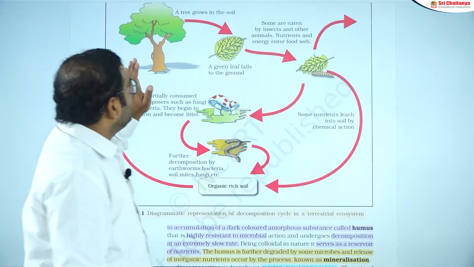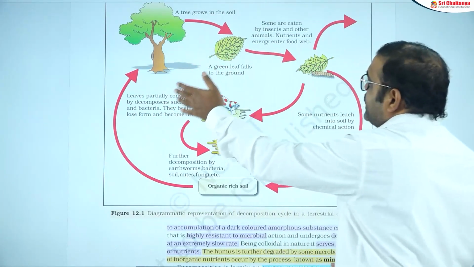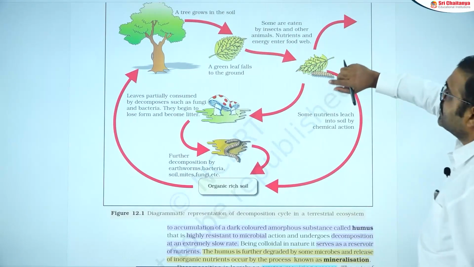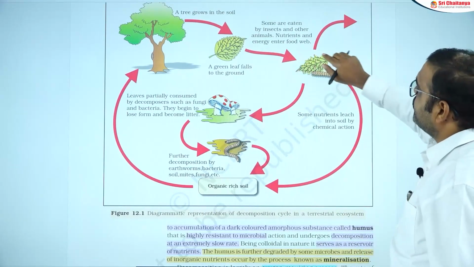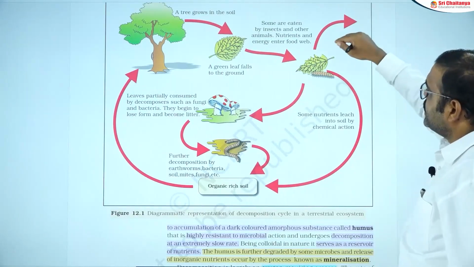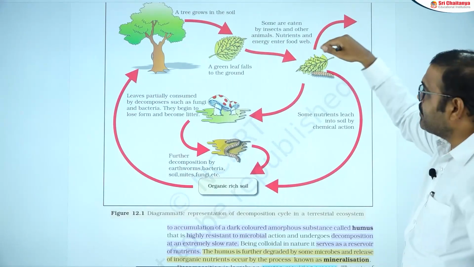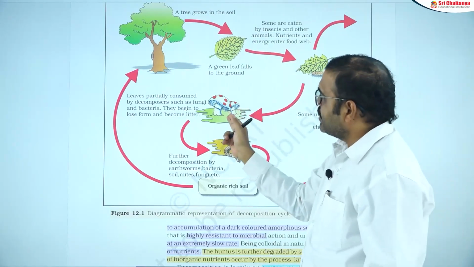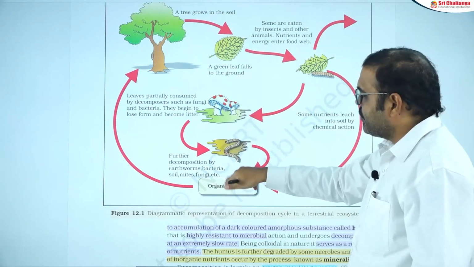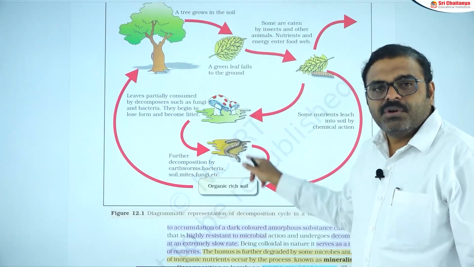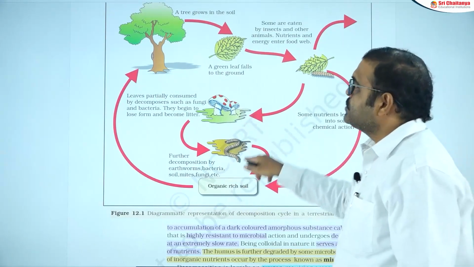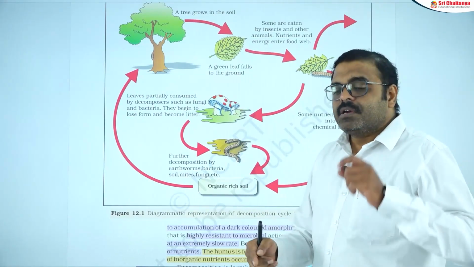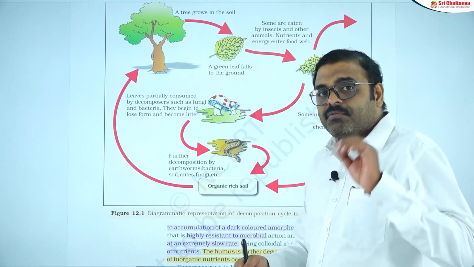In this case, a plant grows on the soil, and whenever the plant drops fallen leaves on the ground, some are eaten by insects and some go as nutrients and energy into the food web, and some of the energy is consumed by microorganisms through respiration, and some energy can be lost. Then saprophytic organisms consume this and convert it into further decomposition. This converts into rich organic matter, which can be useful again for the plants. That's why decomposition plays a very vital role in recycling.